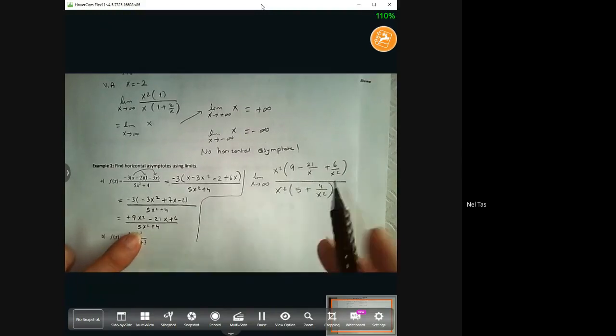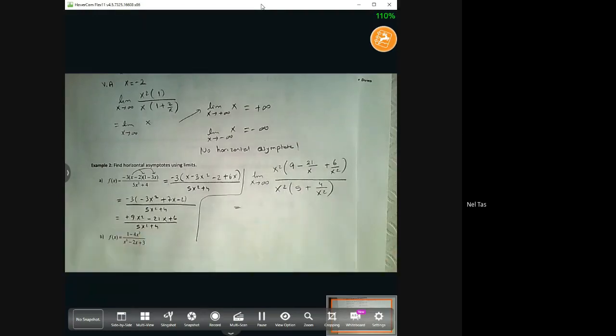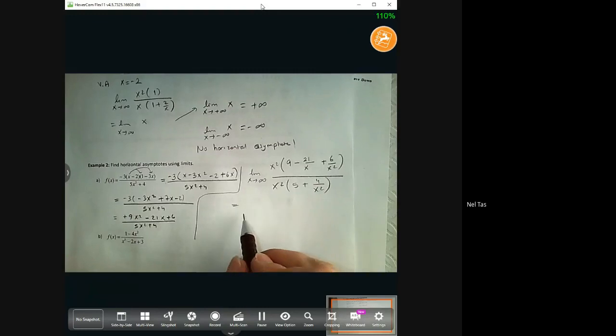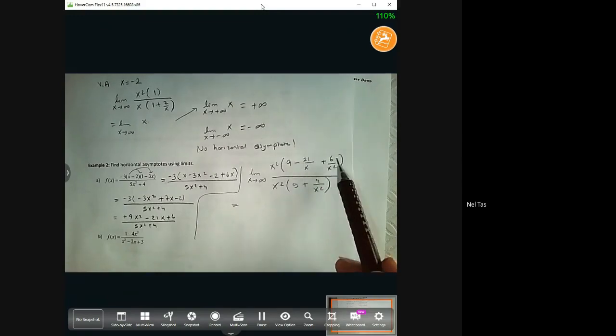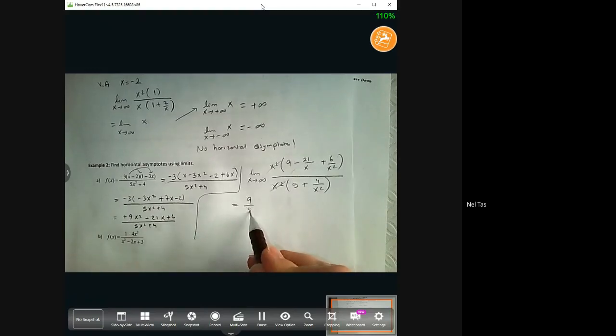Okay, so as you see, x squared and x squared are gone. And then if you substitute infinity for x, this will be 0, that will be 0, and that will be 0. So you end up with basically 9 over 5.